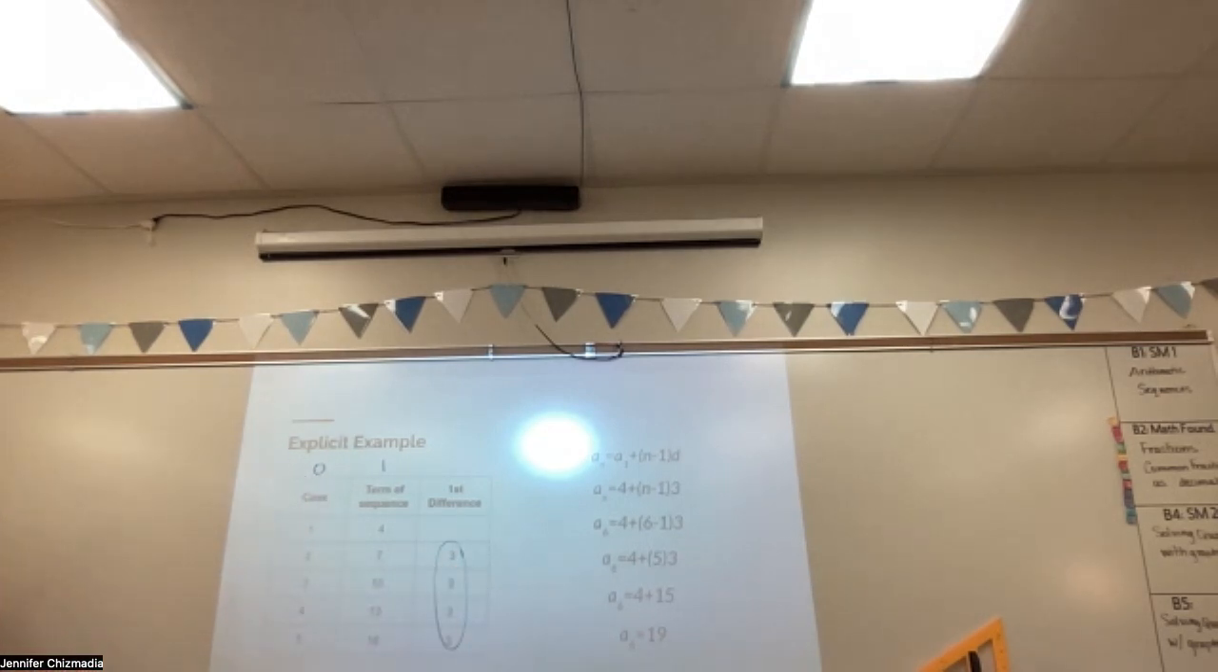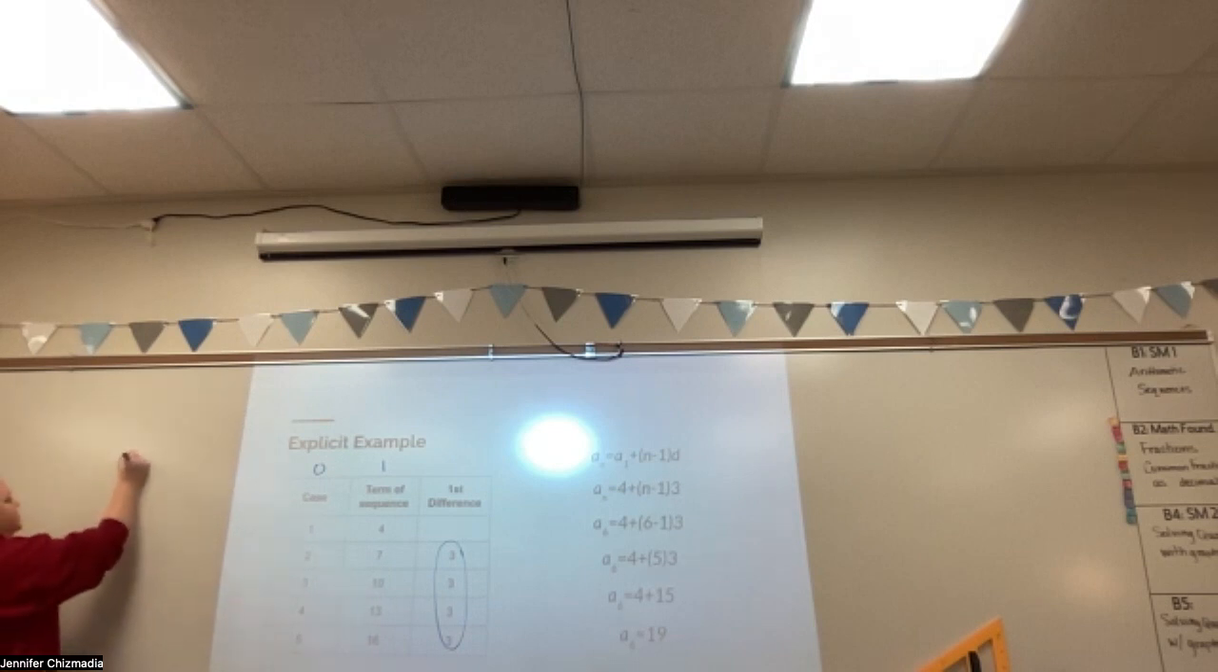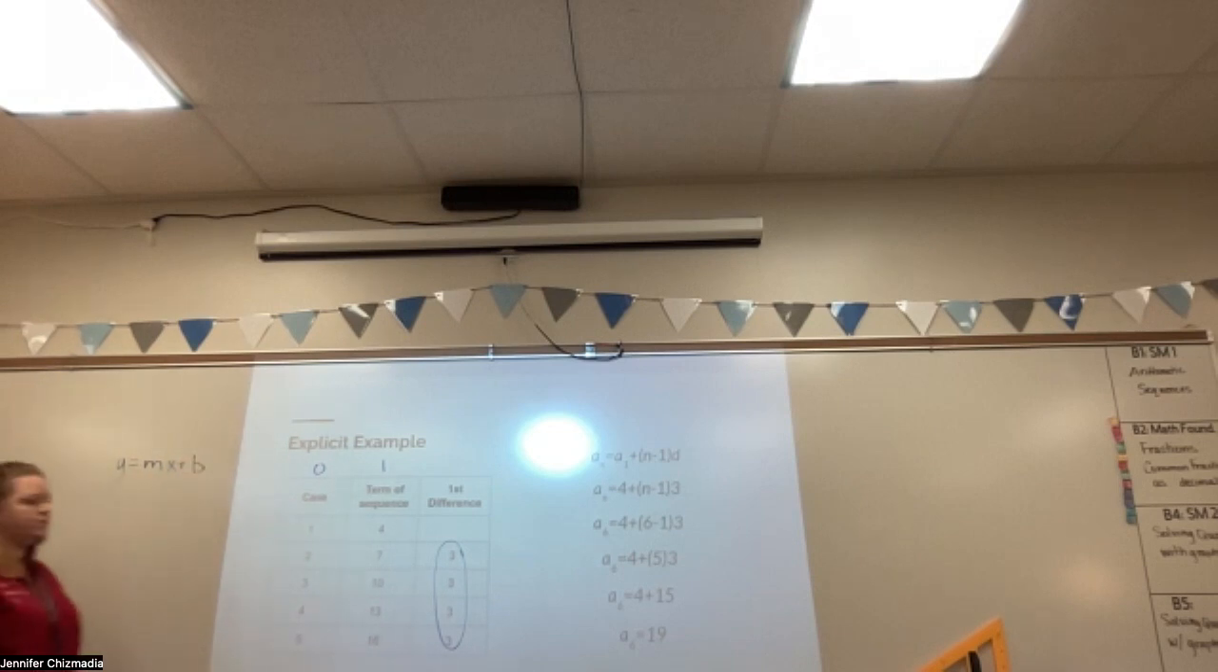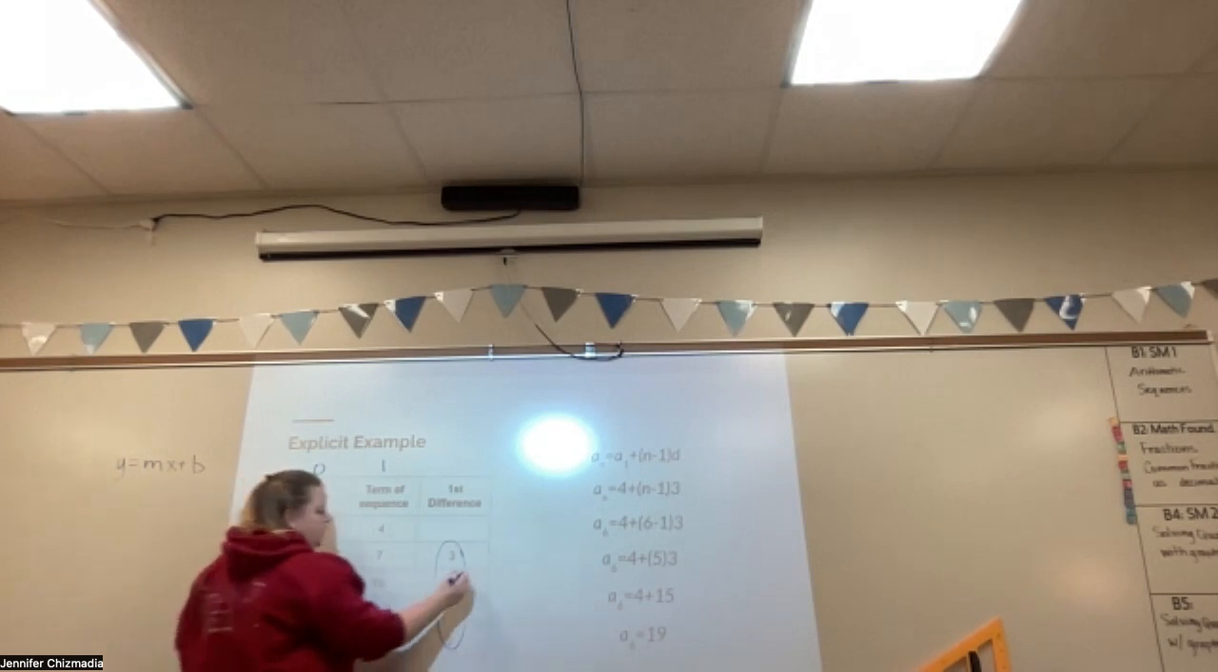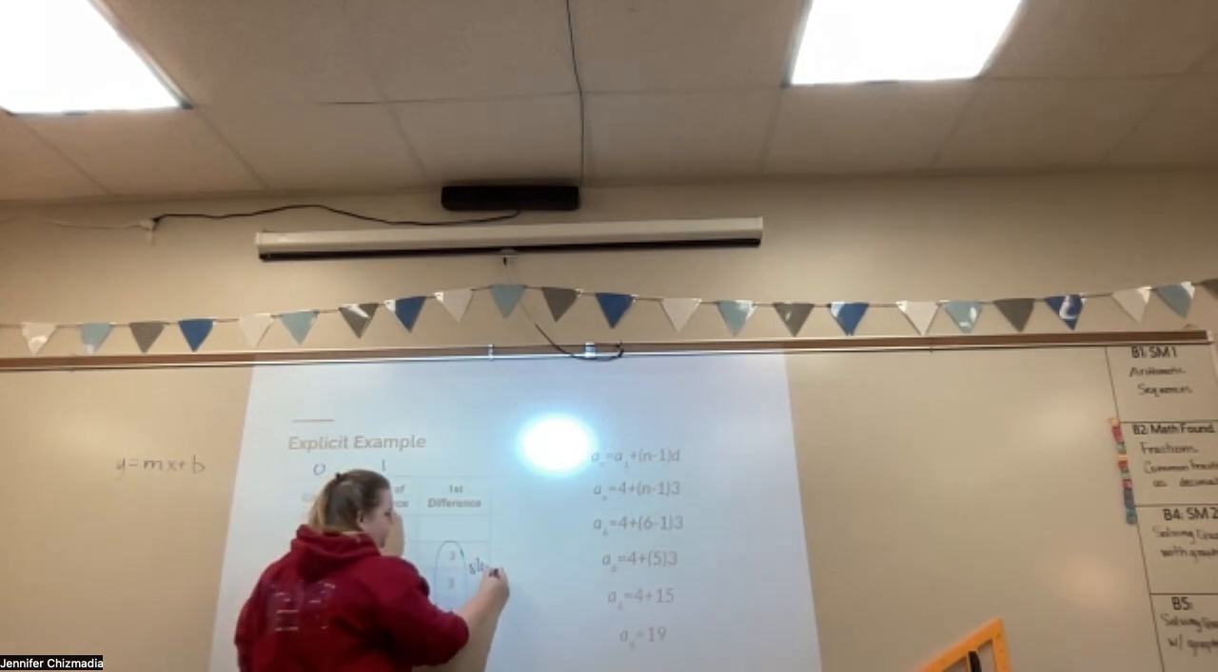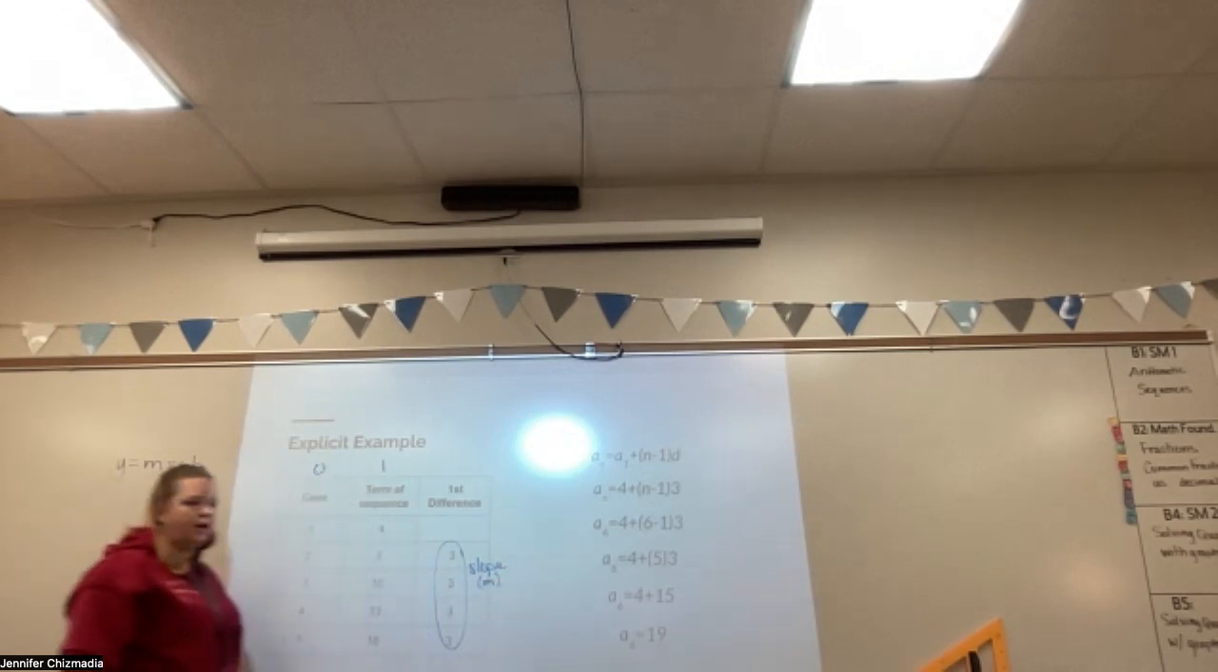what is our generic form of a line? It's the equation for a line. y equals mx plus b, or x equals mx plus b. Yep, either one of those works. This 3, this is your slope. It's your m.